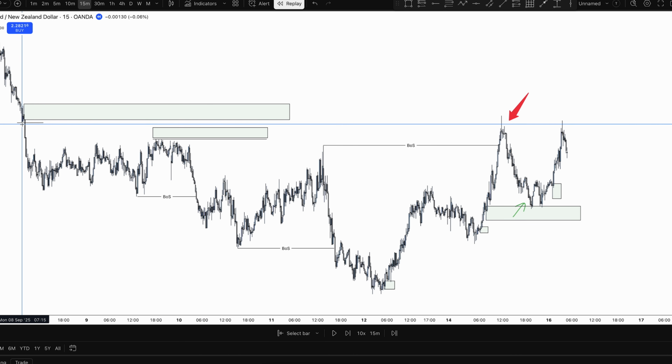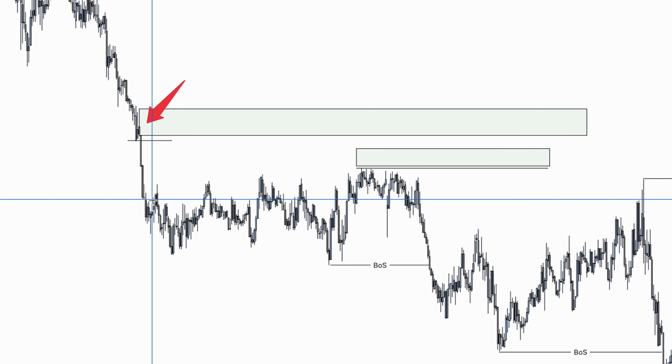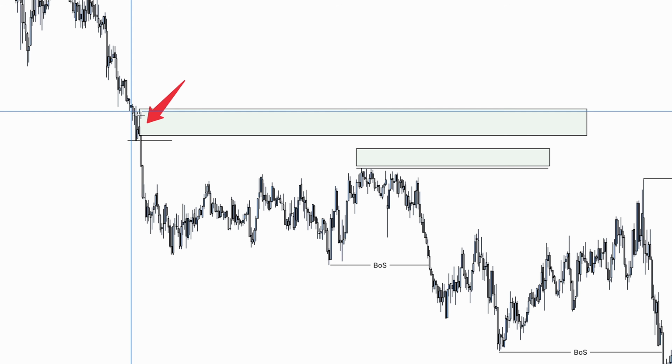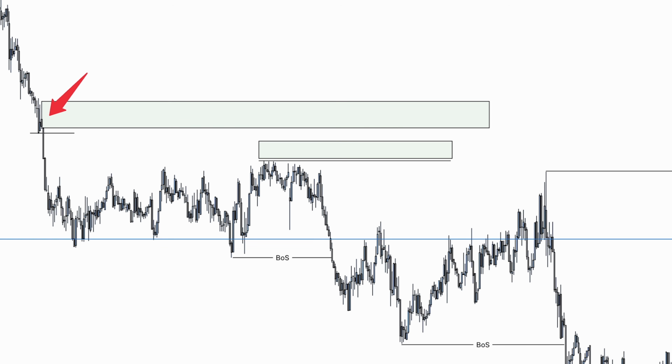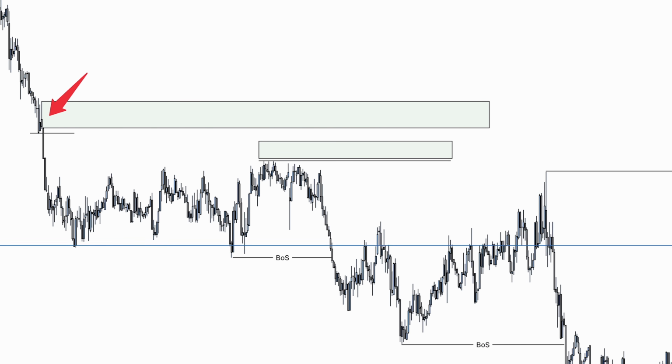So what does an imbalance show? Well, an imbalance, because obviously what we're doing is reading the market, is basically a large impulsive movement created by a large influx of sellers who see a premium price level, or in a buy side example, buyers who see a discount price level, such as the demand zone just here.